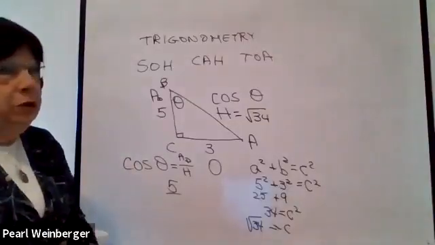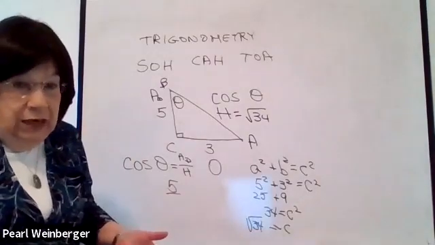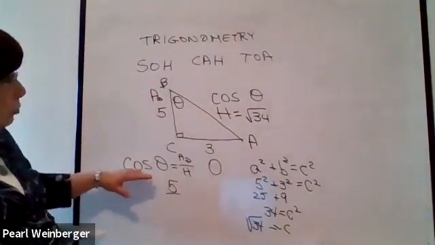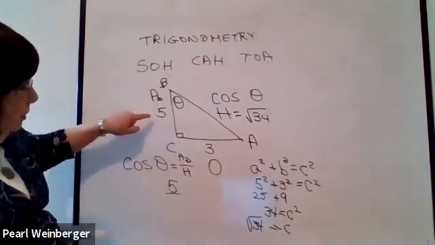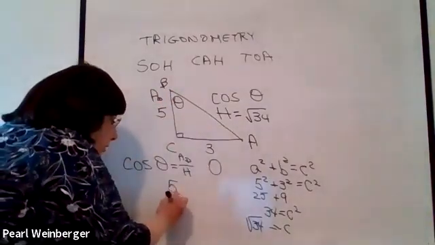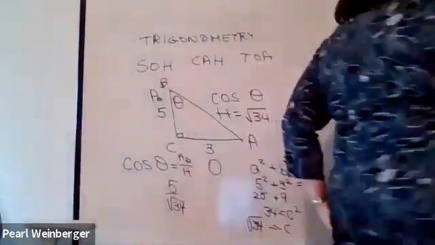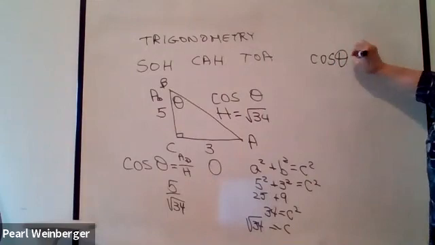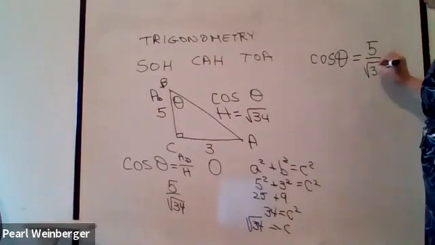So they don't have to give me all three sides of the right triangle. If they just give me two of them, I can figure out the third side. And after I figure out the third side, I can do any one of these. The cosine, as we said, was the adjacent side, which was 5, over the hypotenuse, which we now know is the square root of 34. So my answer for the cosine of theta is 5 over square root of 34.